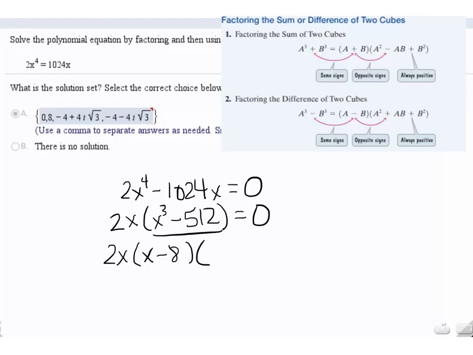Now, if we're looking at our factoring the difference of two cubes formula, in our case, we have x cubed minus 8 cubed. So when we factor that, we get x minus 8 times x squared plus 8x plus 64. So I'm using x as our A and 8 as the B to get those numbers. So that's how we get this factored.